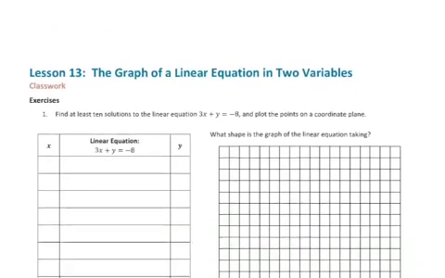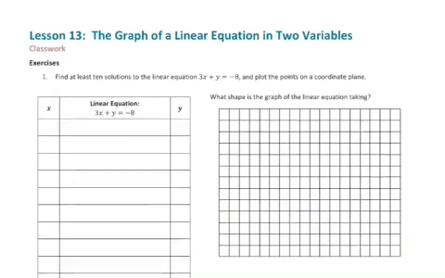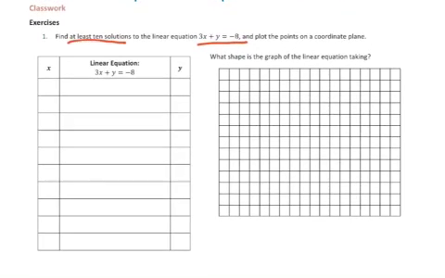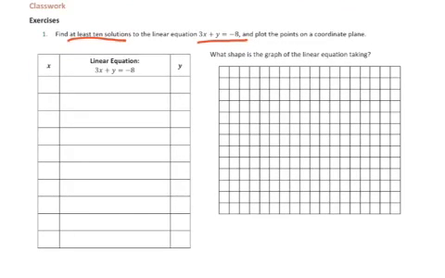Alright, so let's start looking at the classwork a little bit. For exercise 1, it says find at least 10 solutions to the linear equation 3x plus y equals -8 and plot the points on the coordinate grid. This is something you should be fairly comfortable with because lesson 12 focused on this a bit. It does not matter what x values you choose because no matter what, we should be getting the same shape whenever you graph it.